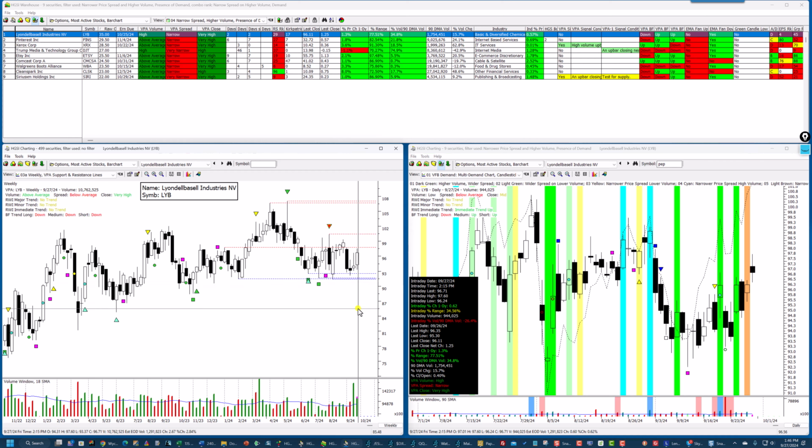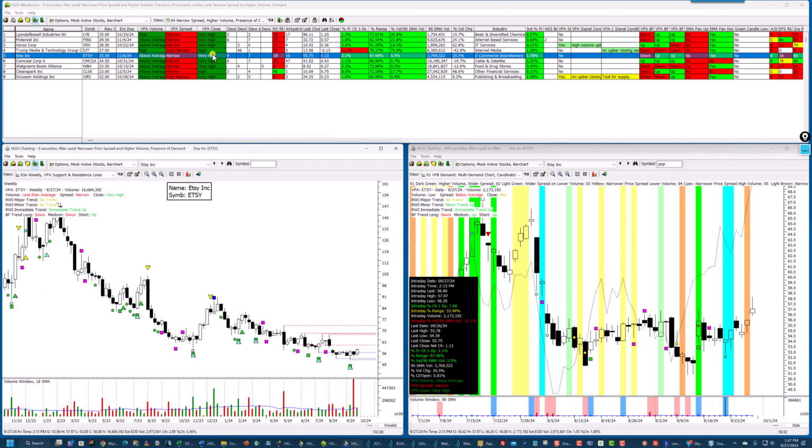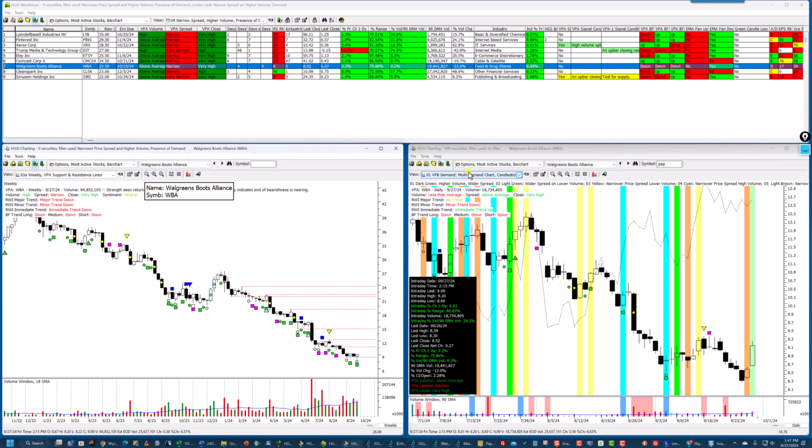But it's in a real congestion area. Look at the weekly chart. It hasn't done anything. It's not trending at all. So I'd be very leery of that. Leery of that stock is what I mean. But you can quickly flip through and see which charts look promising at all.